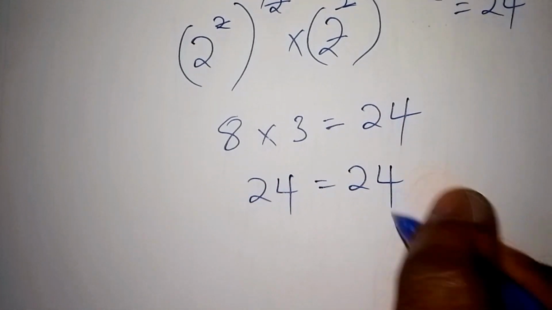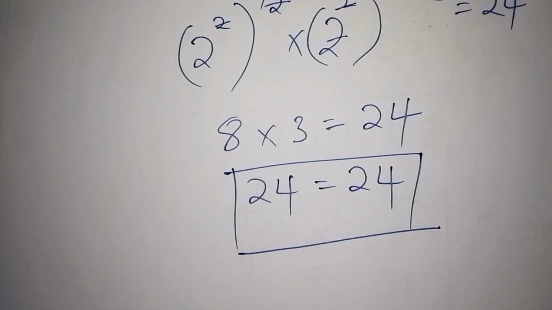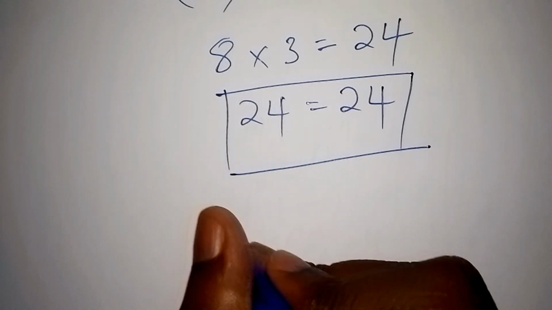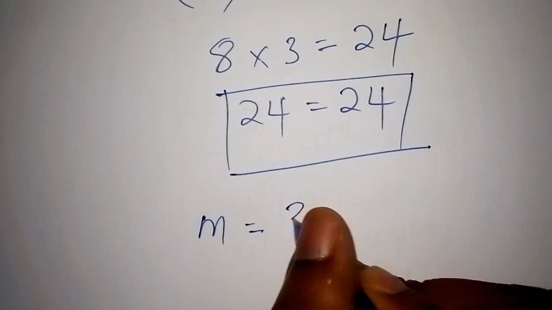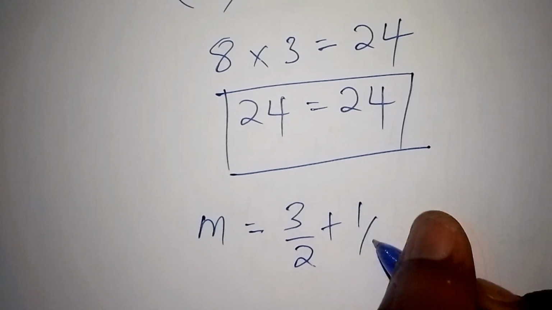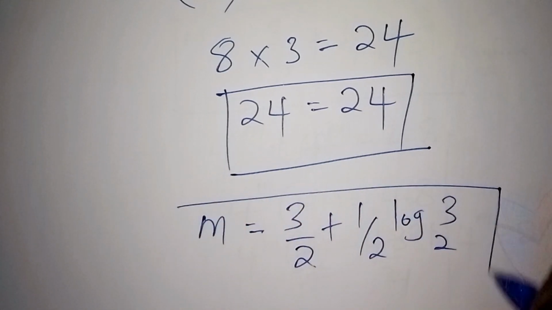So it means that we are very, very correct when we conclude by saying that our value for m is equal to 3 over 2 plus a half the log of 3 to the base of 2. So that is how we work out this maths problem.